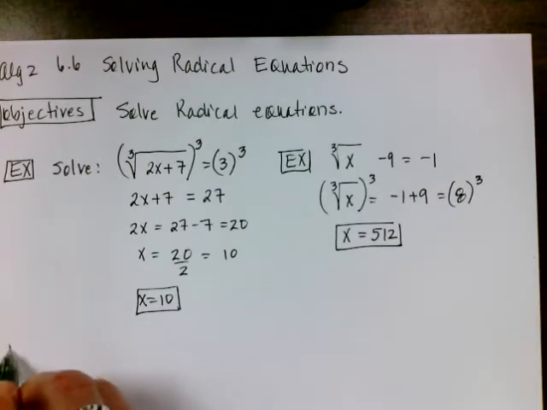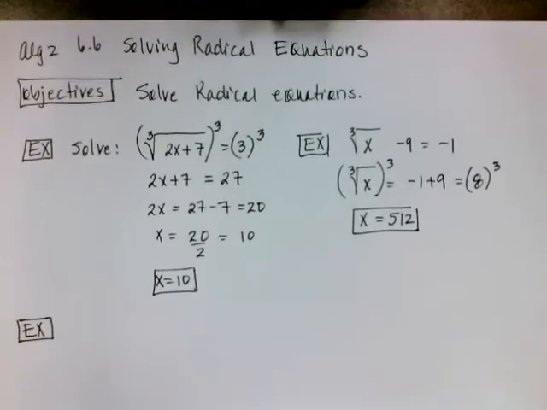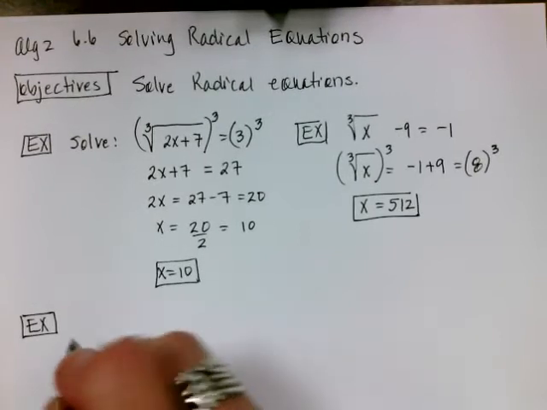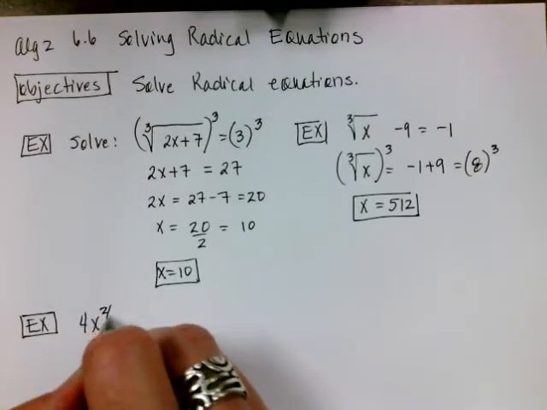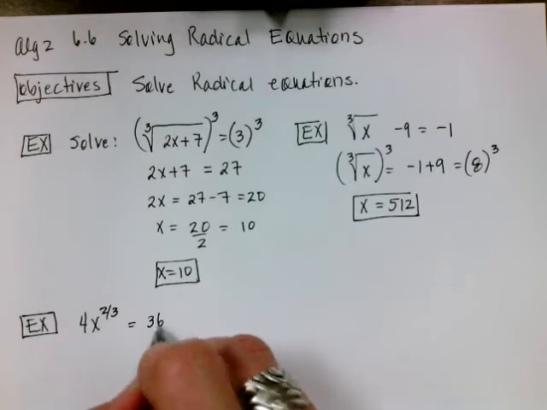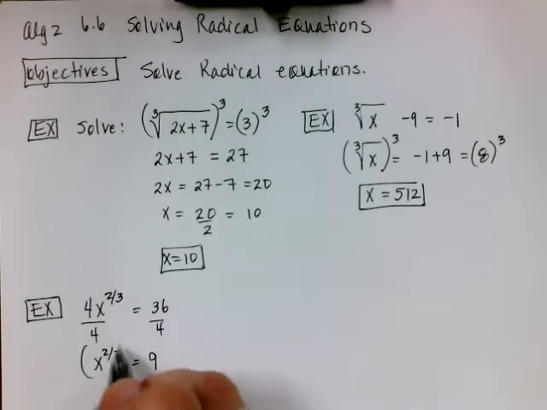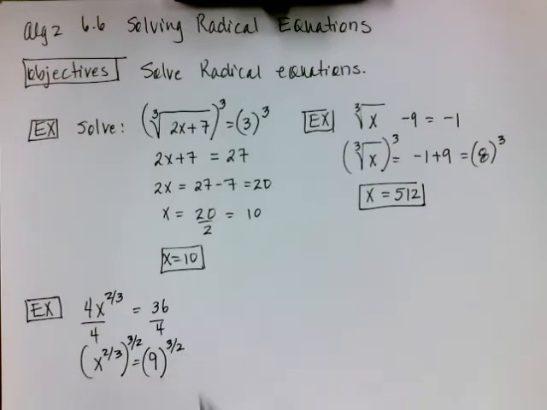Alrighty, next example. So we're just going to cruise through these fairly quickly, and I'm going to try to do several different examples of different types of problems for you. Alright, the next one is 4x to the 2/3 power is equal to 36. So the first thing that I'm going to do is divide both sides by 4. And I get x to the 2/3 is equal to 9. Now I have to do the opposite of the 2/3, so I'm going to raise this to the 3/2, and I'm going to raise this to the 3/2.